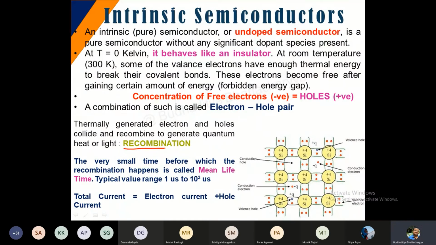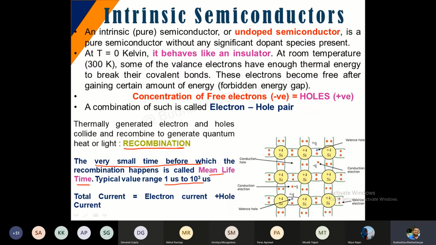You can see over here, this recombination will also generate an amount of heat. Later on, we will observe that recombination at the junction diode, which is where we are heading, acts as heat, and some changes will happen to the overall current calculations. But this is basically what we call recombination: the electron and the hole recombine together. The small time before which recombination happens is called the mean lifetime.